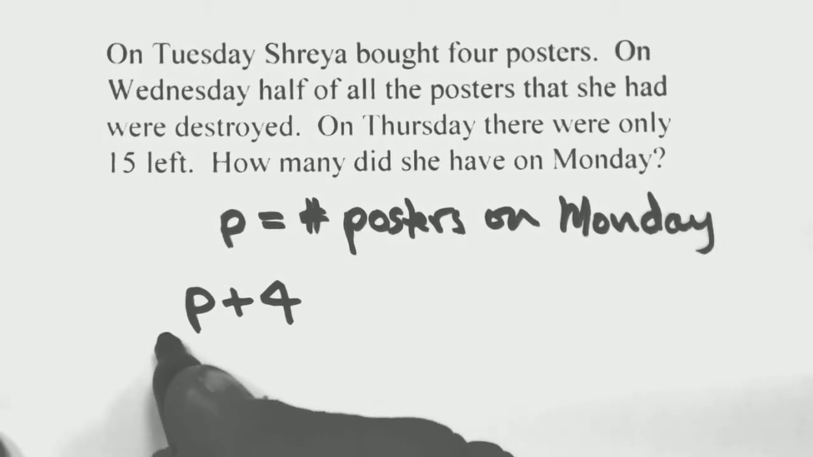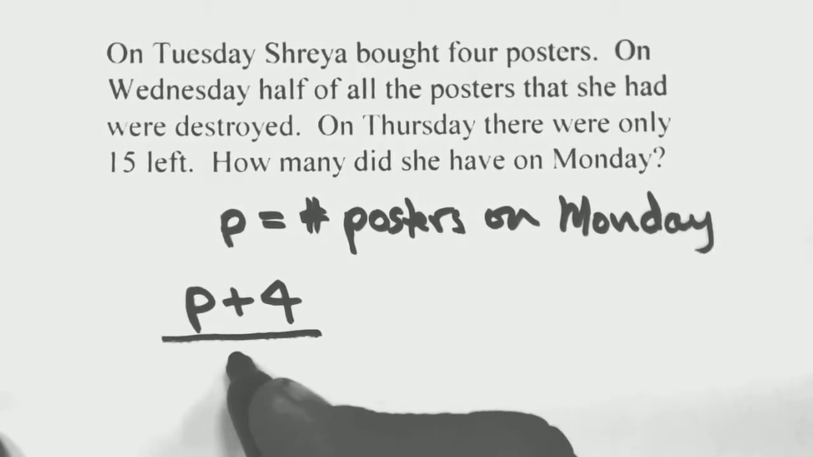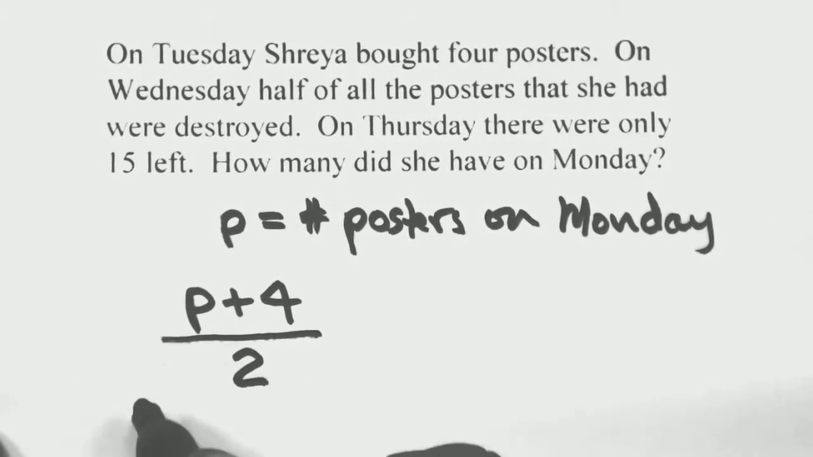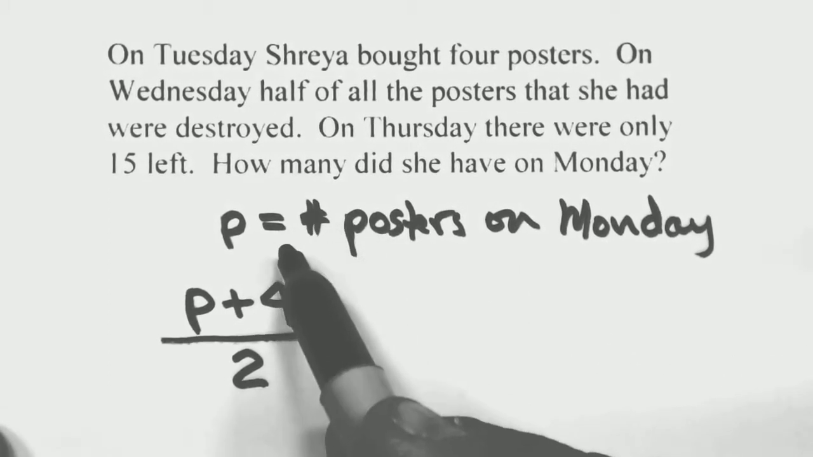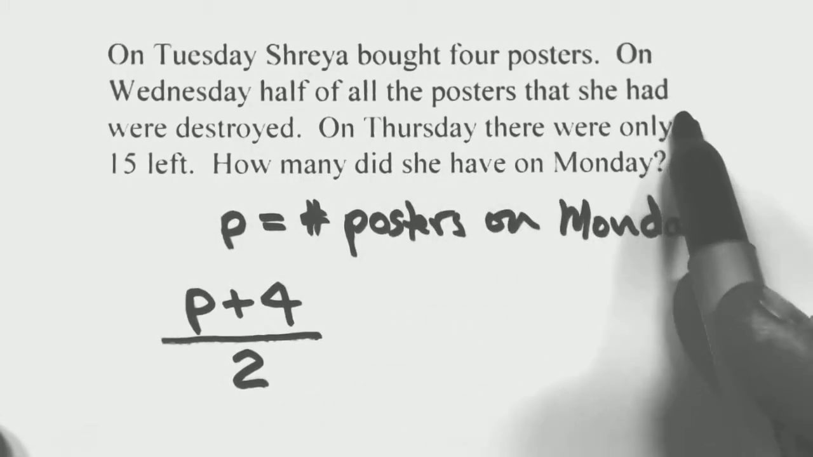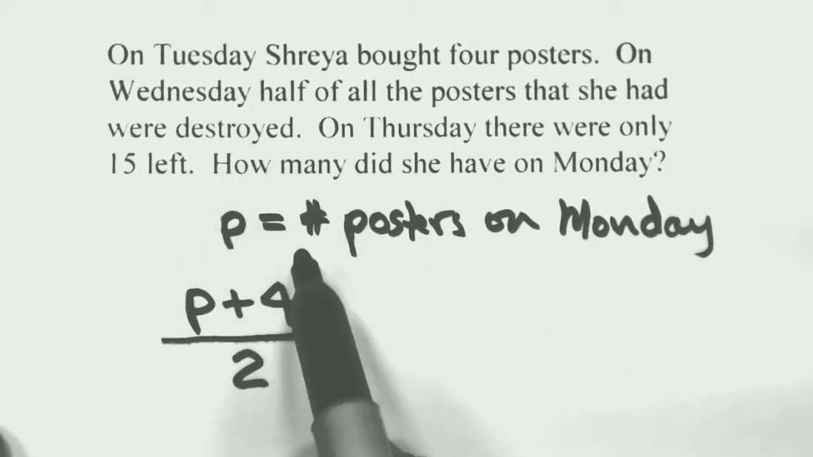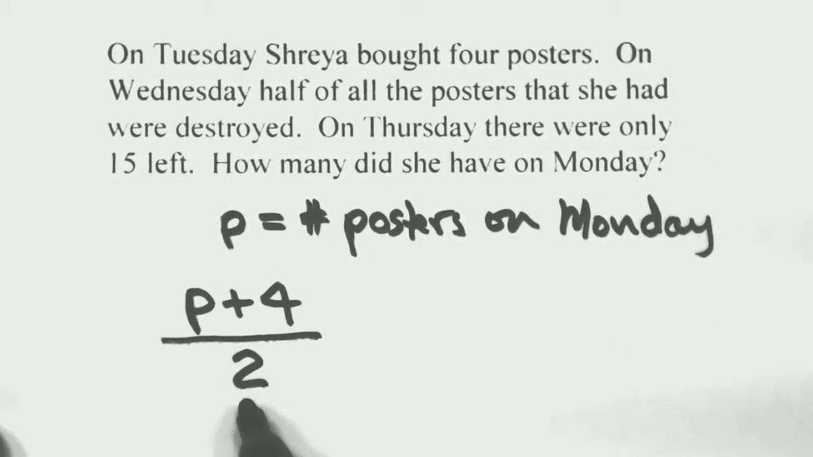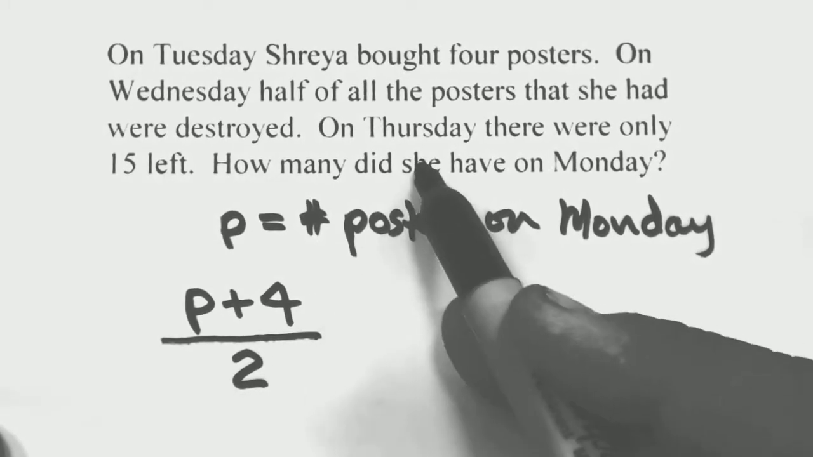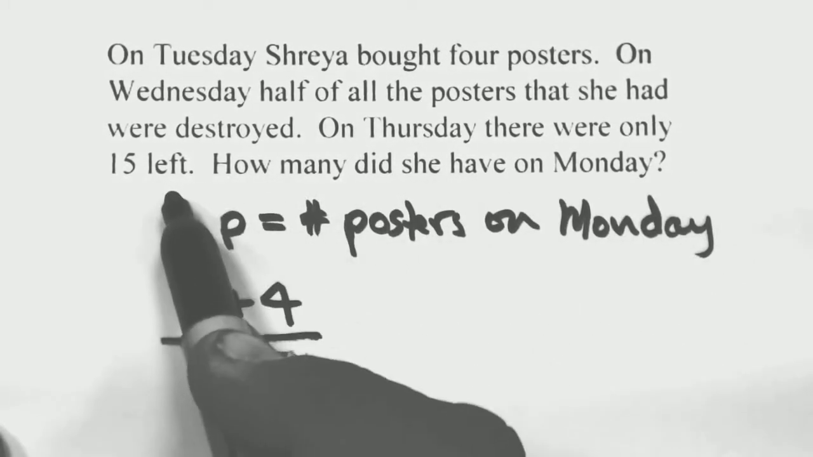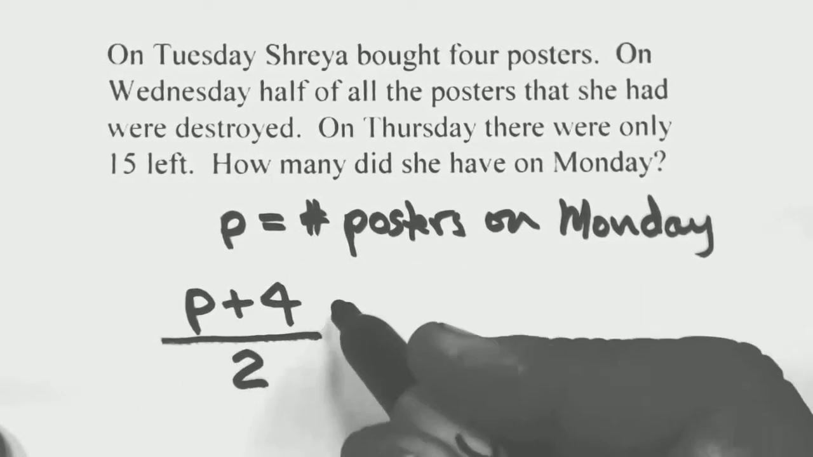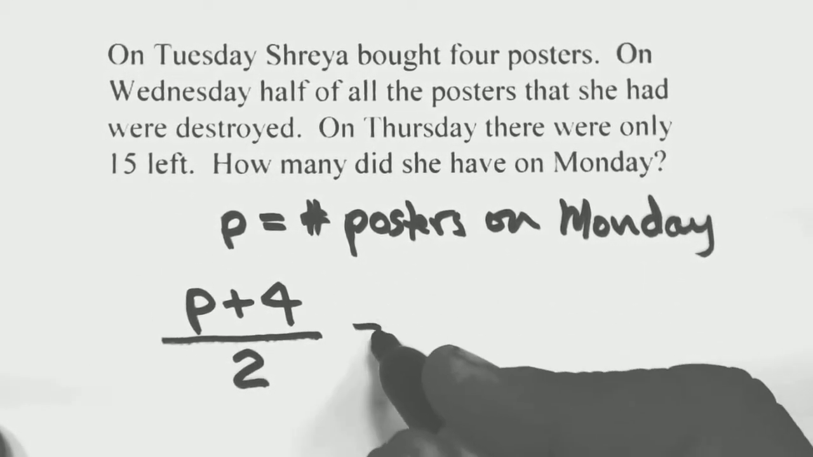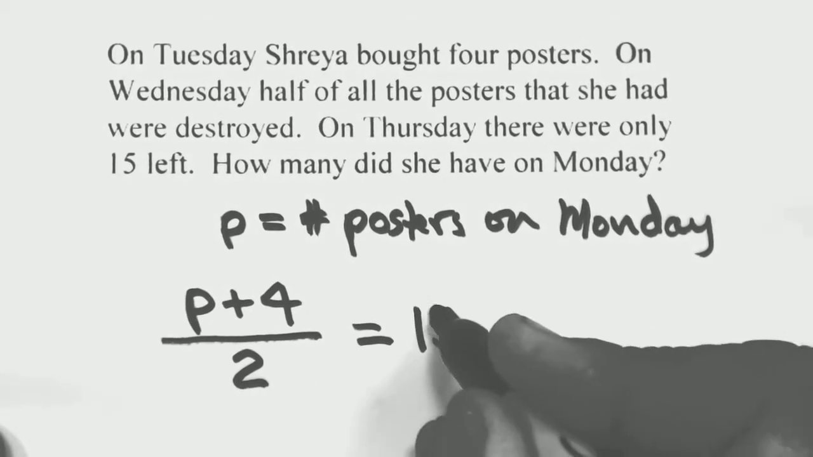So how many were left? Well, half of all of these. We could divide by 2 or multiply by 1/2. It's your choice how you want to go on that. So, Wednesday, half of all the posters were destroyed. That means she's got just half of them left. On Thursday, there were only 15 left. Okay, well, that means that this total amount here has to equal just 15.